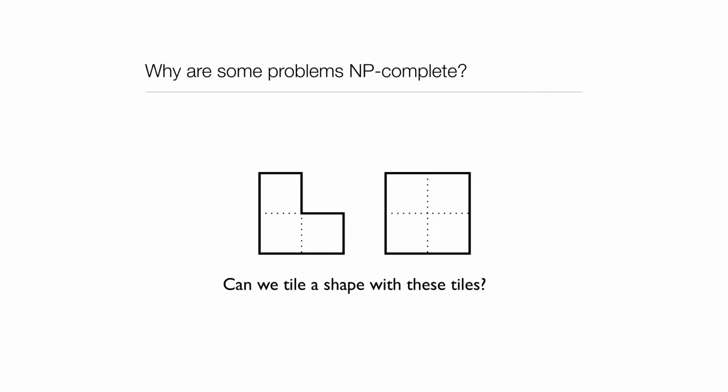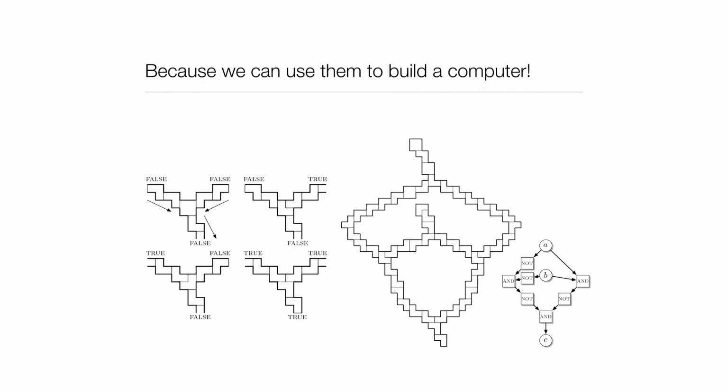Well, the general question then is, if I give you a shape, can you fill it in with copies of these 2 tile shapes without any gaps or overlaps? Well, that's NP-complete. Here's the proof. Here's how to build a computer out of them. You just kind of need to doodle a little bit. A lot of NP-completeness proofs consist largely of doodling.